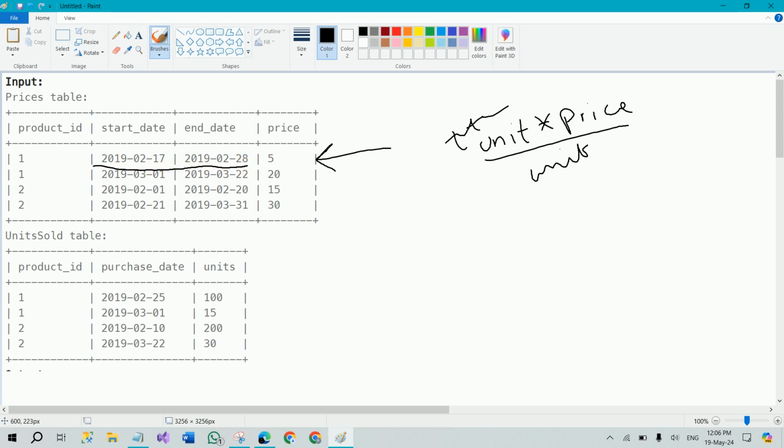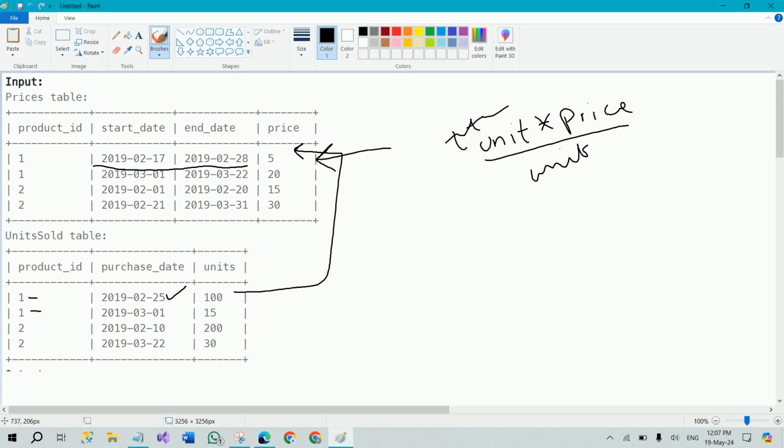Now let's say we have product ID 1, whose price between 17th Feb to 28th Feb was 5. Now we have to see if we have any product with ID 1 sold between these dates. So let's look at this table. In this table we have 2 rows with ID 1, out of which we have one which is compatible with this date, means which is sold on this date.